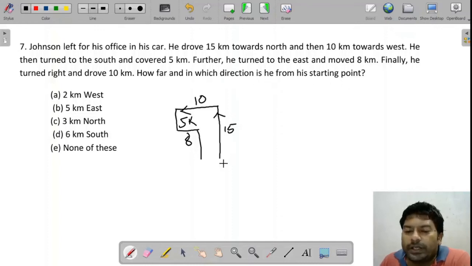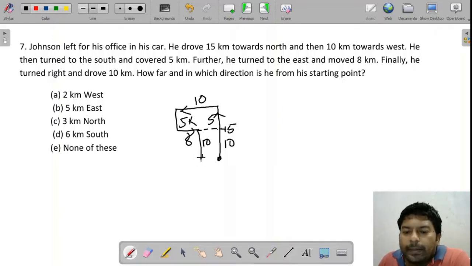Easy, from the starting point. See, this is the starting point. Okay, he has traveled 15 kilometers, taken 10 kilometers here, 5 kilometers traveling, and then he has traveled 8 kilometers in this direction. Now, if you check here, from here to here this is 15, where 5 is covered here. So what is remaining? 10. So he has traveled 10 kilometers here.